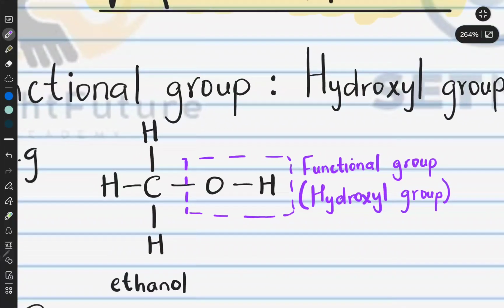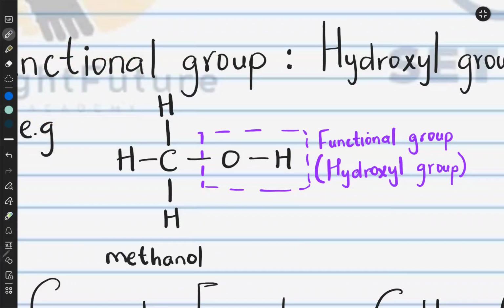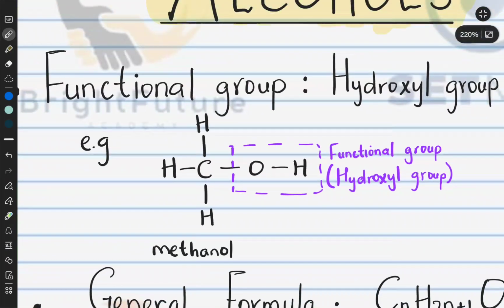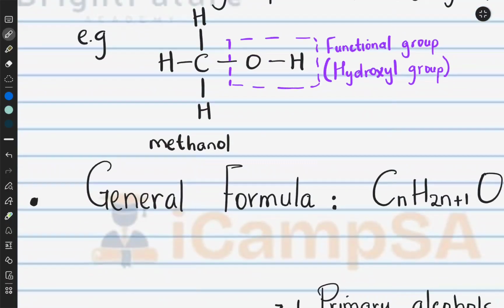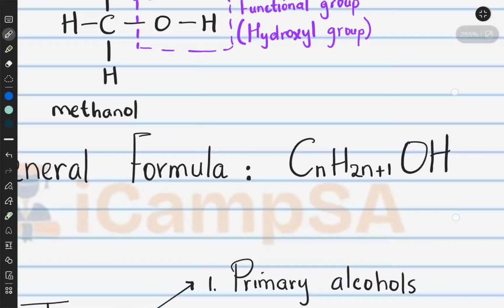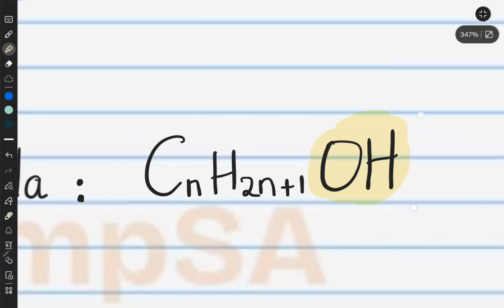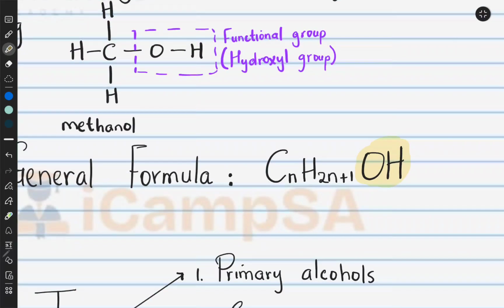So that right there would be, not ethanol, sorry, methanol. This is methanol, because remember, if it has one carbon atom, it's meth. If it has two, it's eth, three, prop, and so on and so forth. So this one would be methanol. So that's what a functional group of the alcohols would look like in a structural formula. Now the general formula for alcohols is CnH2n+1, and then you find your OH group there, your hydroxyl group, which is the functional group of the alcohols.